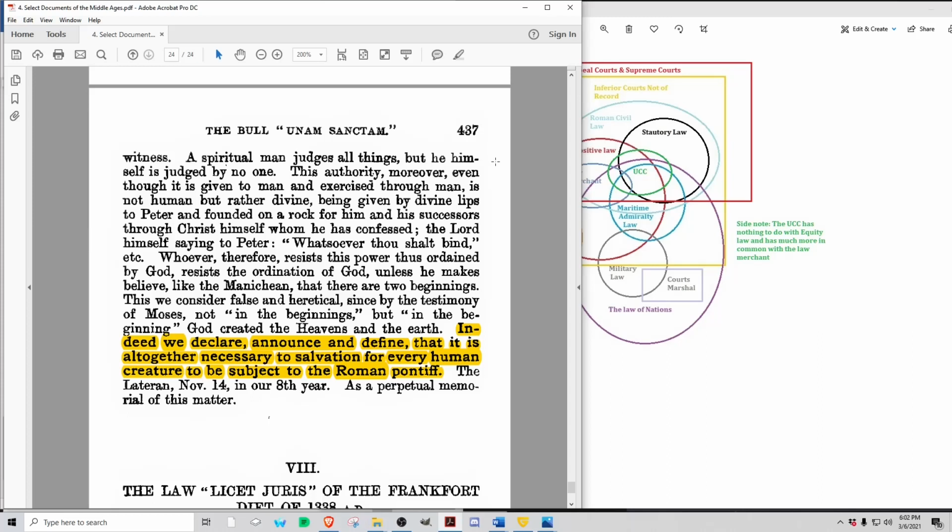This we consider false and heretical, since the testimony of Moses, not in the beginnings, but in the beginning, he created the heavens and the earth.